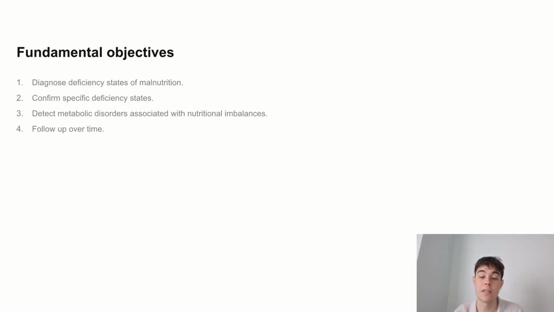We will stop there. It has four fundamental objectives, which are to diagnose deficiency states of malnutrition and confirm specific deficiency states. This means that by analyzing a blood sample or a urinary sample, we can identify which nutrients are in deficiency in a specific group of population.